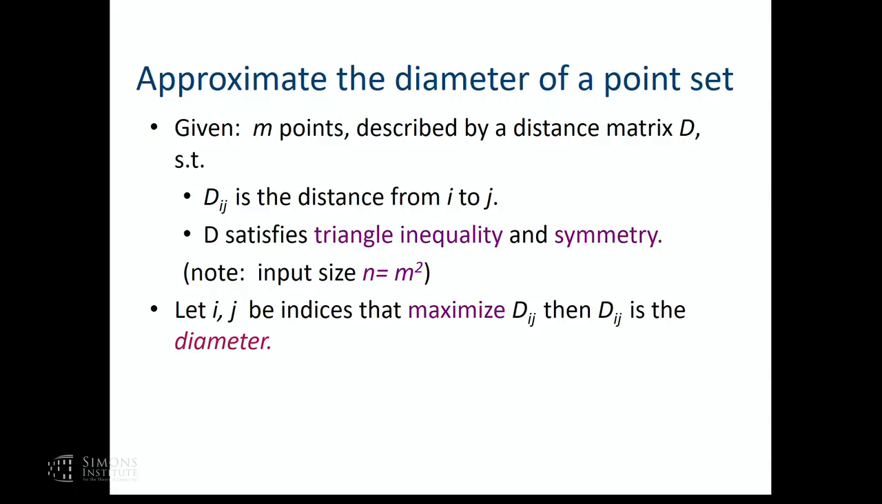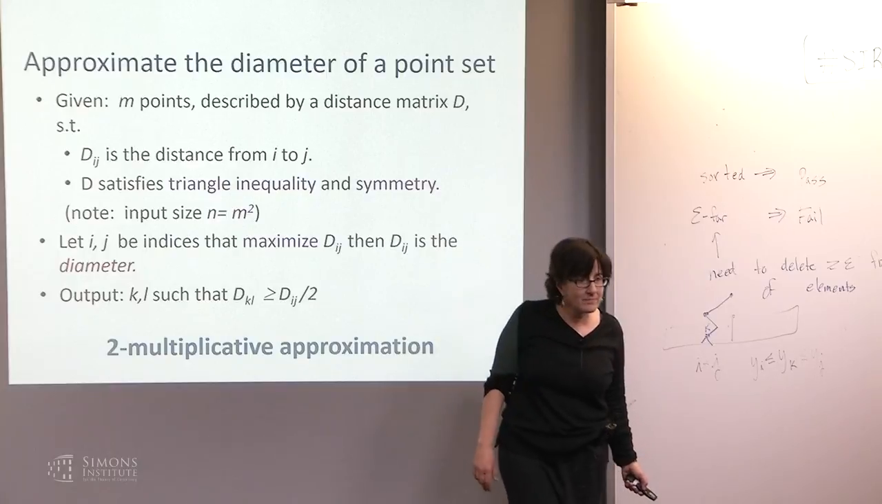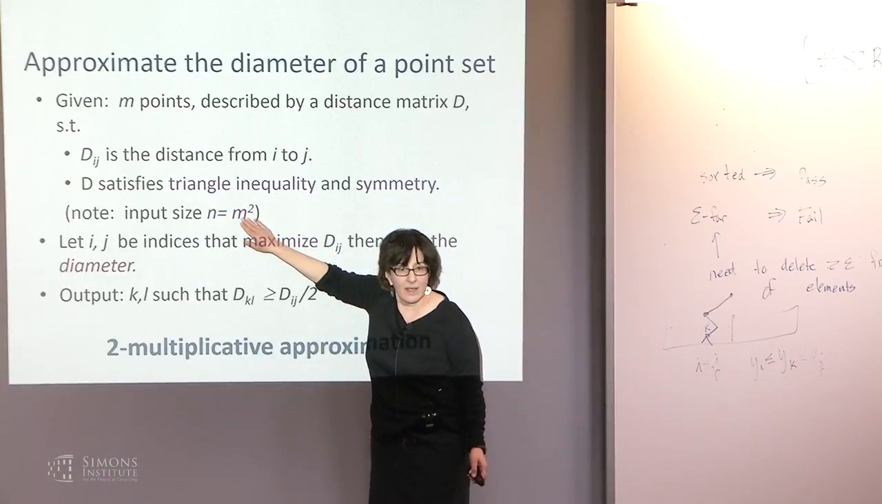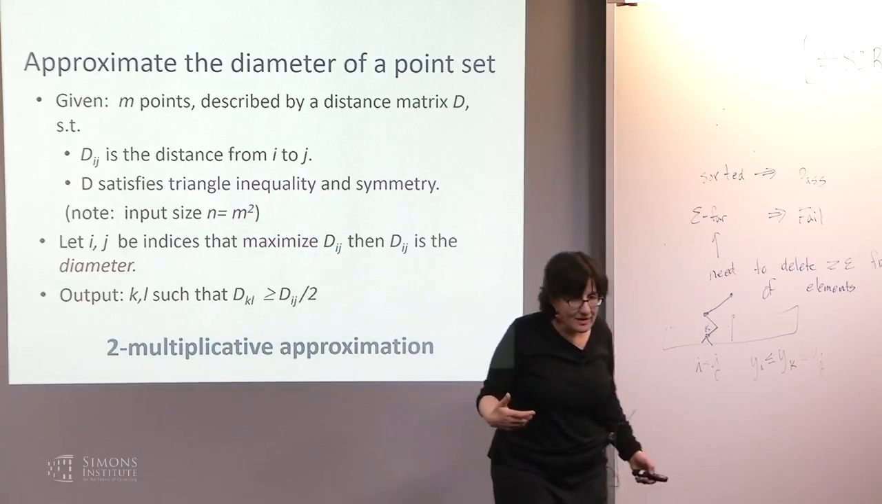Now, let i, j be the indices that maximize d_ij. Okay, so these are the farthest two points in this metric space. And if that's the case, we call d_ij the diameter. Okay, so these are the farthest two points. That's the diameter of our point set. What we want to do is output k, l so that it's two points k and l so that the distance between k and l is at least half the diameter. So this is a two multiplicative approximation. That's the goal. And we're going to do this in time order m, where the input size is n, which is m squared. So it's going to be square root the input size.